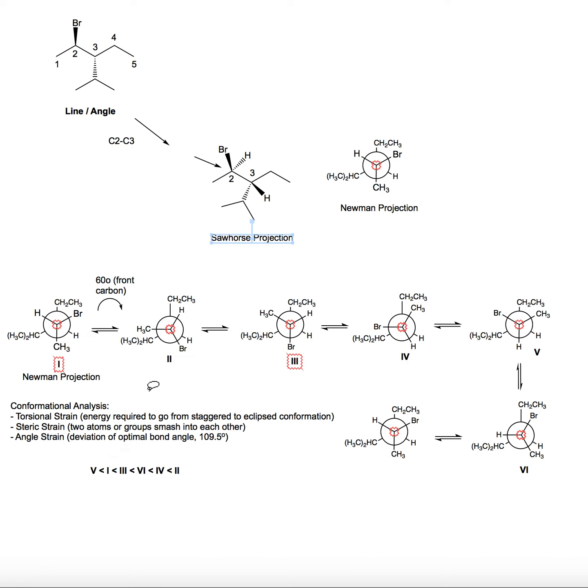By definition, the staggered conformations will be more stable, less energetic as compared to the eclipsed. And then within the staggered and the eclipsed, you can make a difference between them based on the amount of static and angular strain that you will find in each of them. So I hope this video helped you guys to understand this, and thank you.